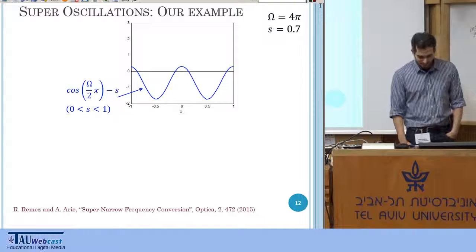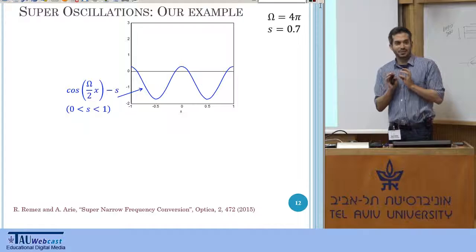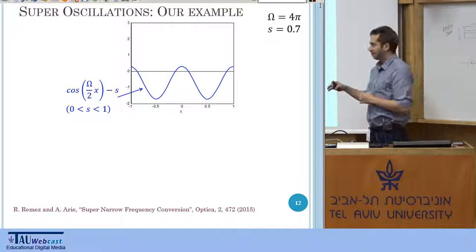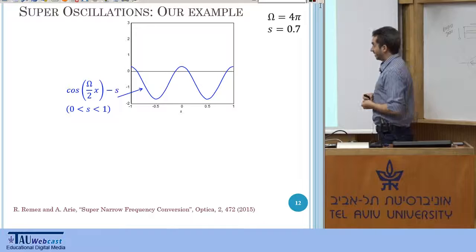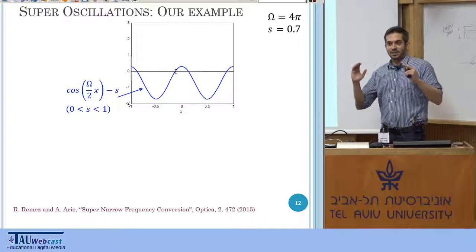Okay, so to give you an example of super-oscillating functions, we try to think about the simplest function that we can find which is super-oscillating. And we can construct it quite easily. Take cosine x and decrease it by a constant factor s. And s can be anywhere between 0 and 1. And this function intersects the 0 line in two points, these two points. And these two points can be arbitrarily close to one another, right? I just need to increase s by a little bit, and these two points come closer.